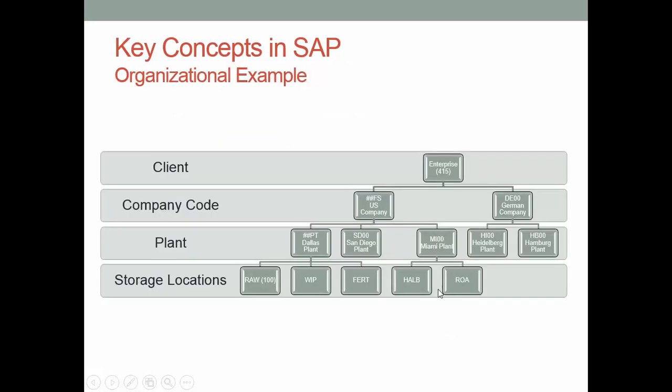This is the same thing, only from the US perspective. They call it the enterprise. Then you have two company codes, these plants, and they have these storage locations. What I like about this slide is it shows the storage locations by their nature. So we have raw materials, work in progress, finished goods, semi-finished goods, and ROA, which I think is some kind of a service thing.